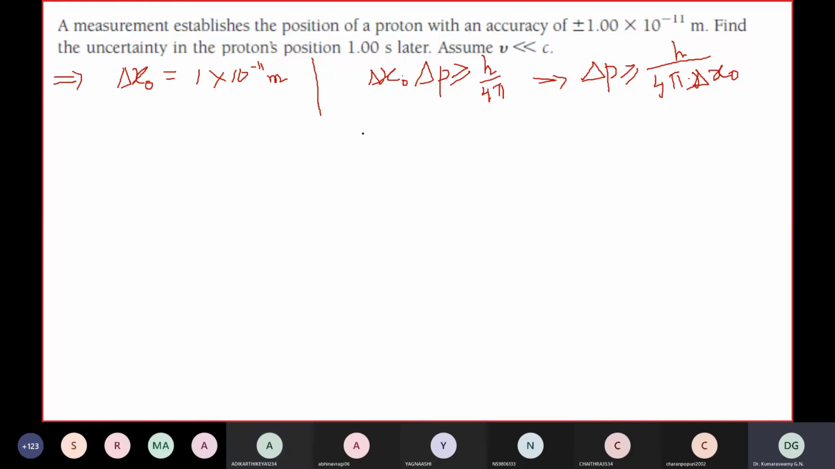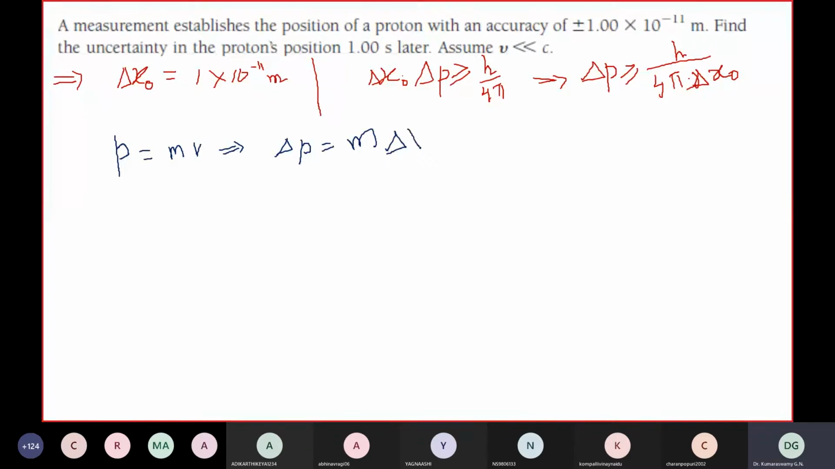Okay, so now this one, what is this? Delta x naught times delta p is greater than or equal to 0.527 times 10 to the power of minus 13. Let's see. p is equal to m times v, right? Now, delta p is equal to m times delta v, because we consider m constant.